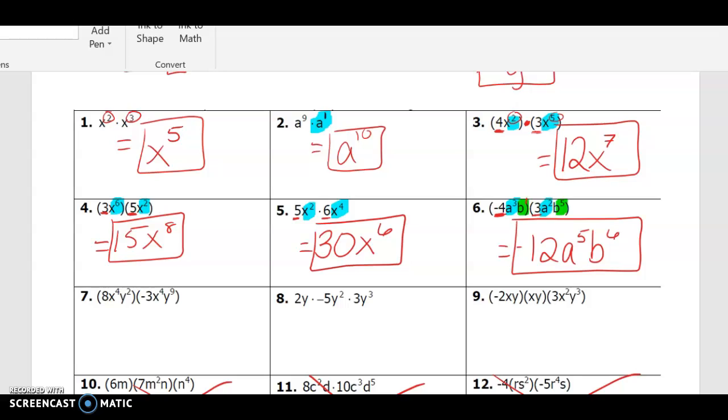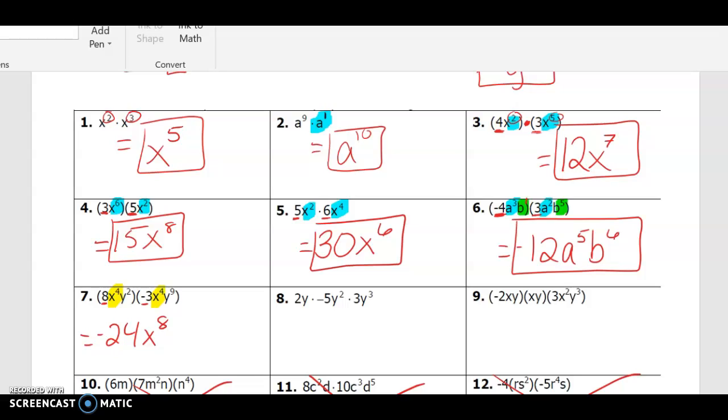All right, we have 3 more problems that we're going to talk about. Number 7 is very similar. So the first thing I want to do is multiply my numbers out in front. I have 8 times a negative 3, which gives me a negative 24. Be careful of those negatives. Now I want to add the exponents with the same base. First base is x to the 4th, x to the 4th. So I add 4 plus 4, x to the 8th.